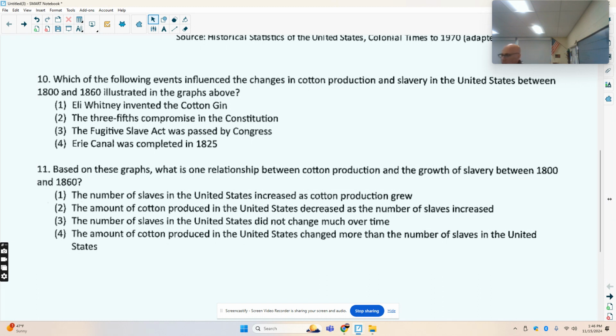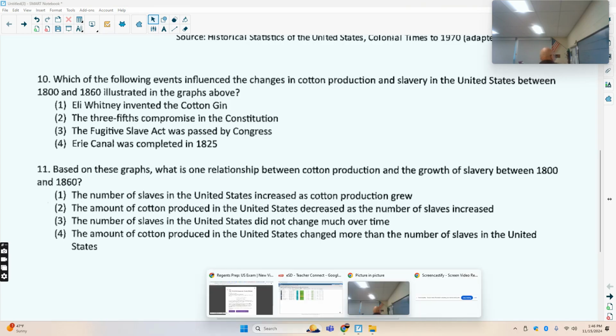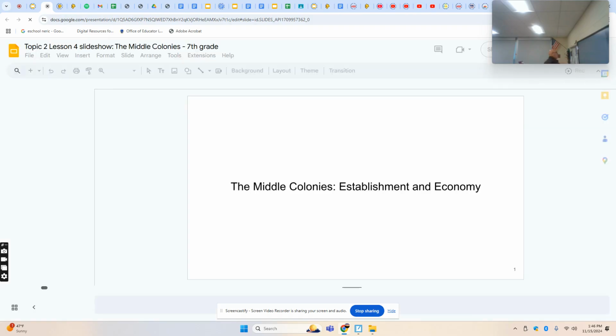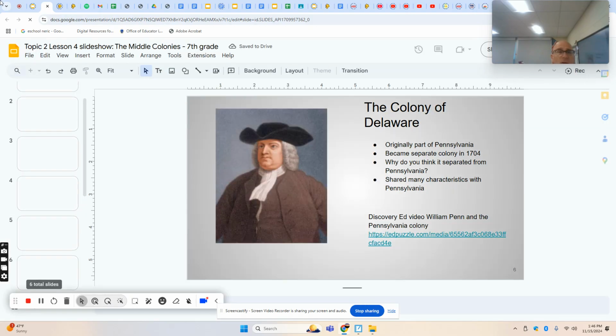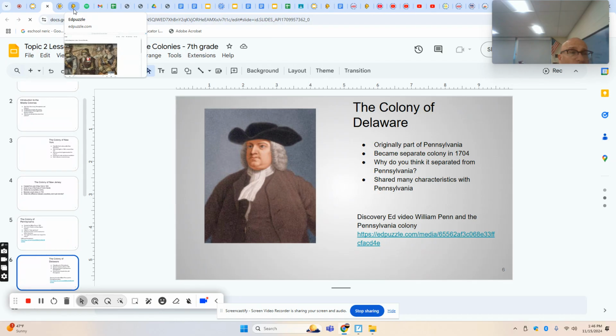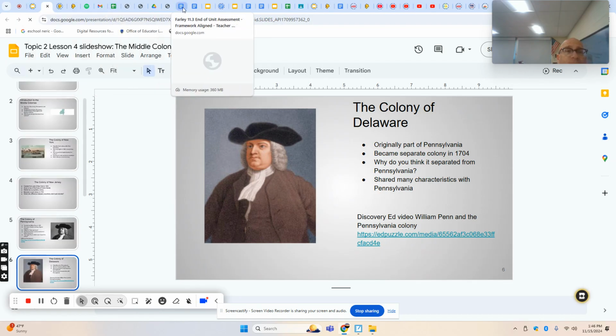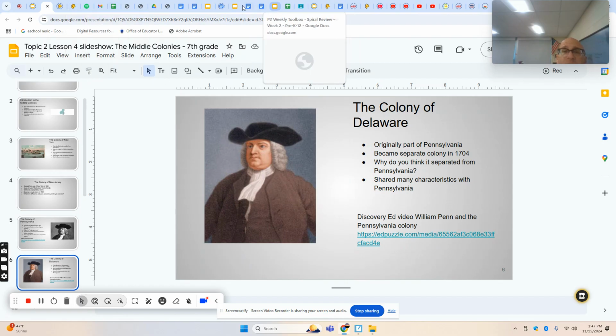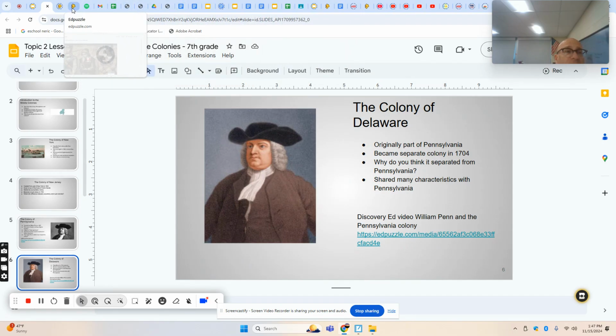We're going to hop back into our slideshow from yesterday where we were talking about life in the South for whites. And if you guys could open up your slideshow to topic 11, slideshow 3, that would be much appreciated. If I could find mine here.